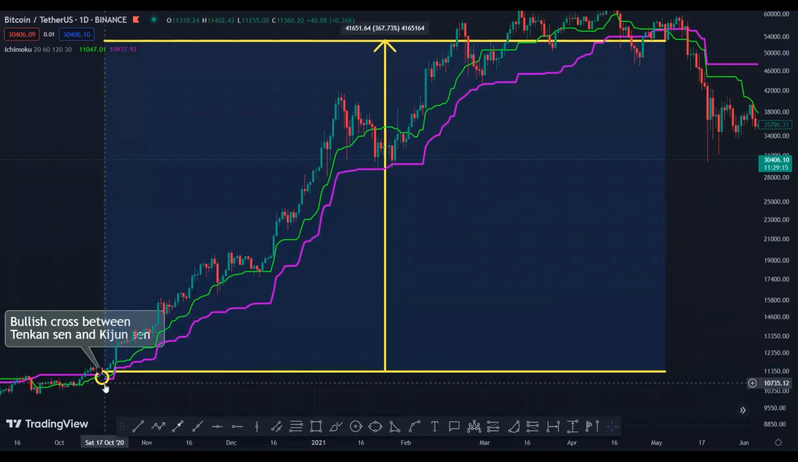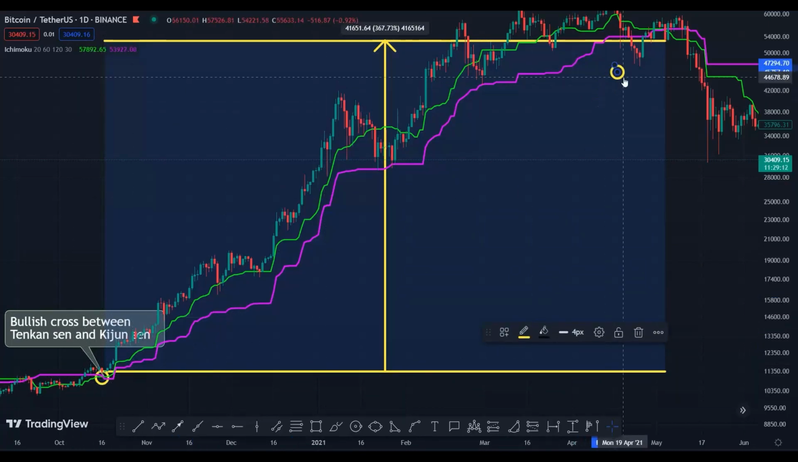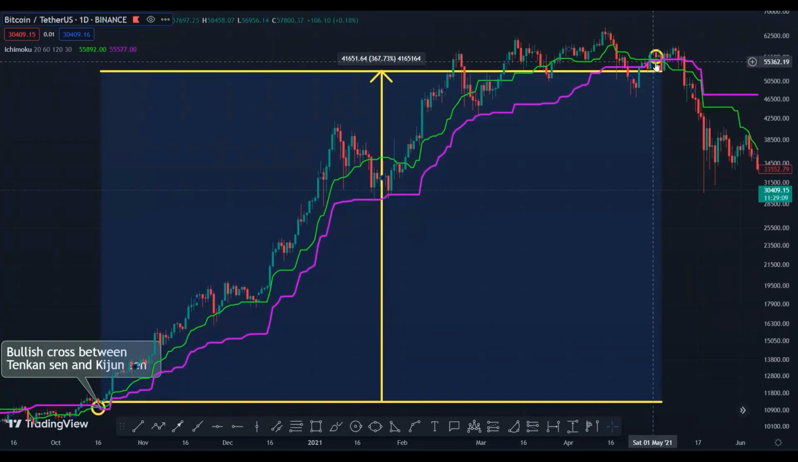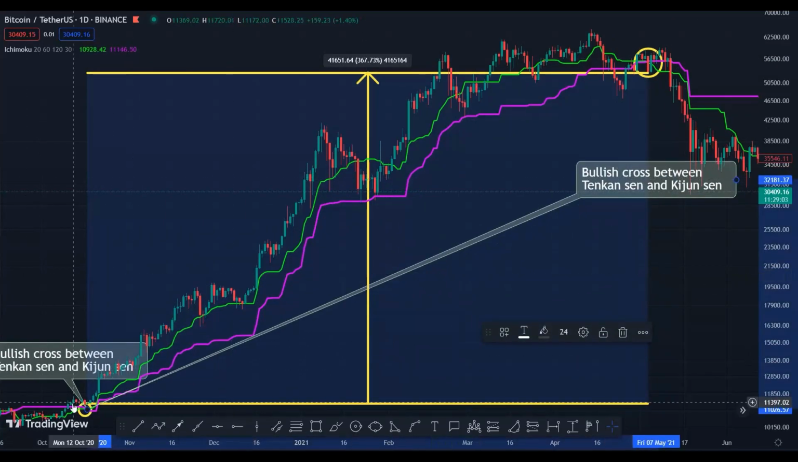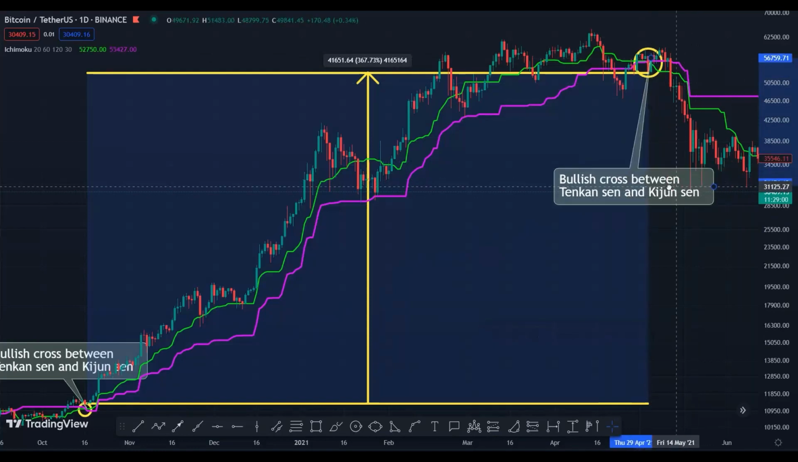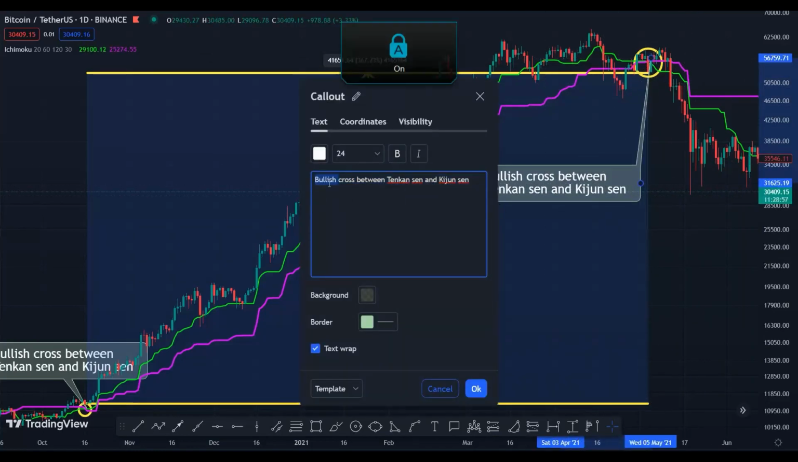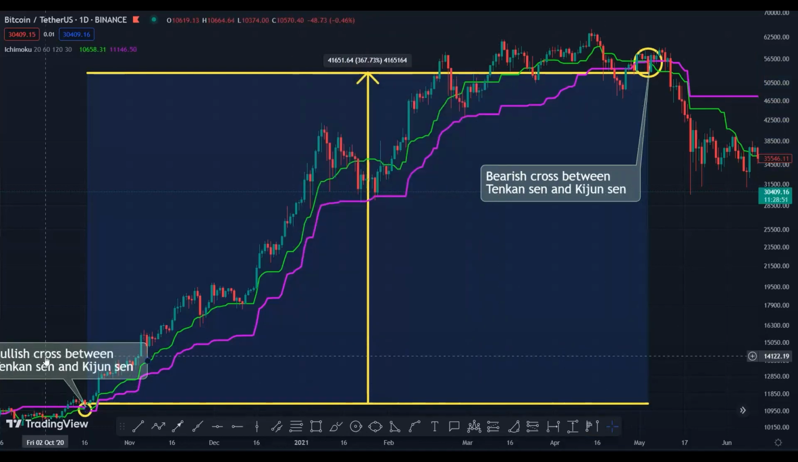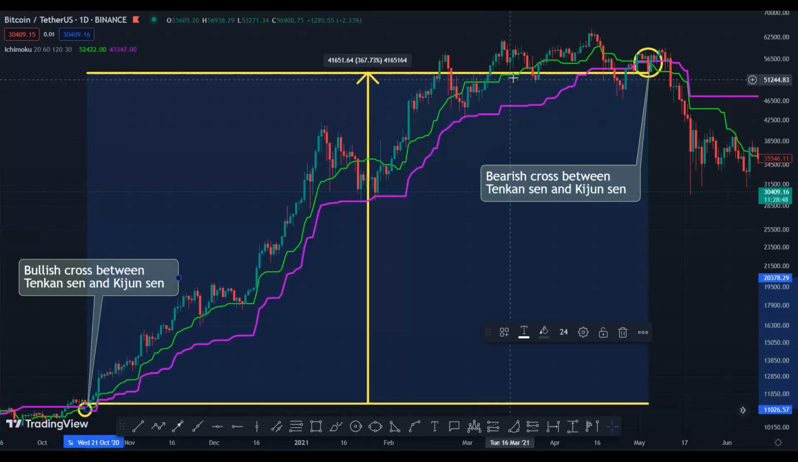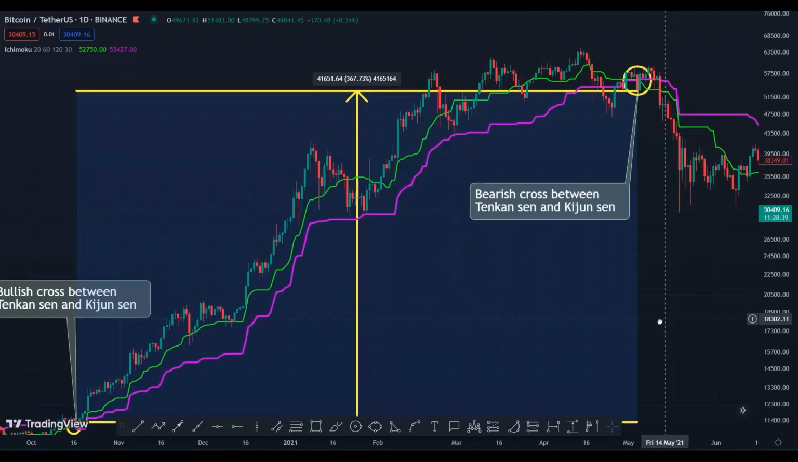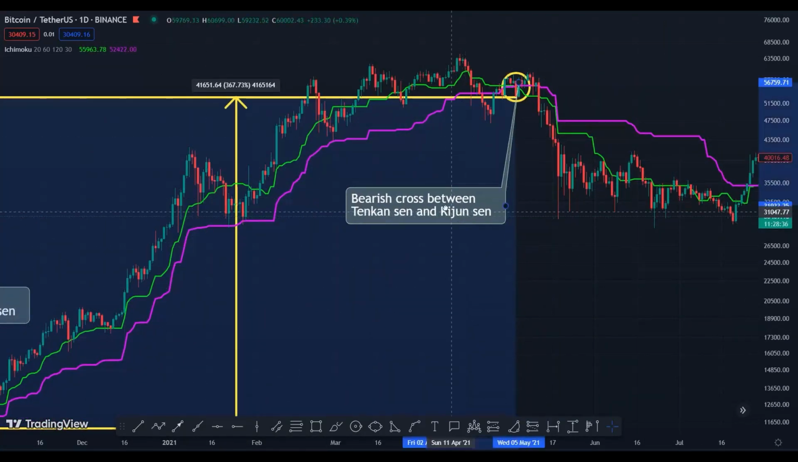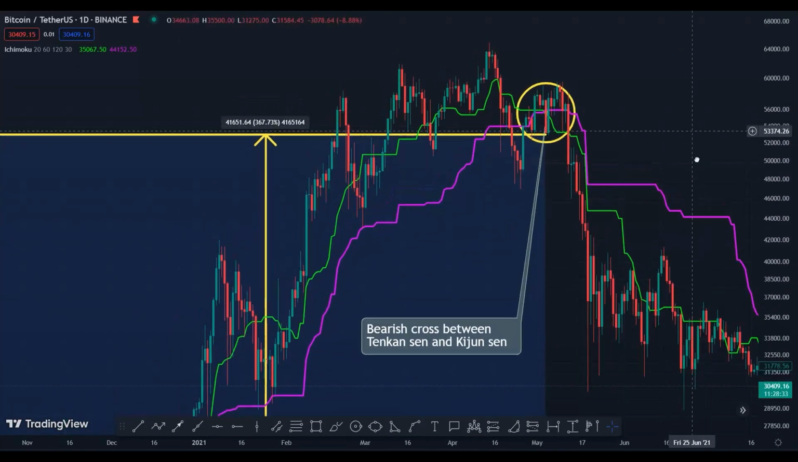So let me move this to here. This is a bearish cross between the Tenkan-sen and Kijun-sen that happened here. Bearish cross between the Tenkan-sen and Kijun-sen. So just based on this simple signal, you can make 360% profit just based on this simple indicator.